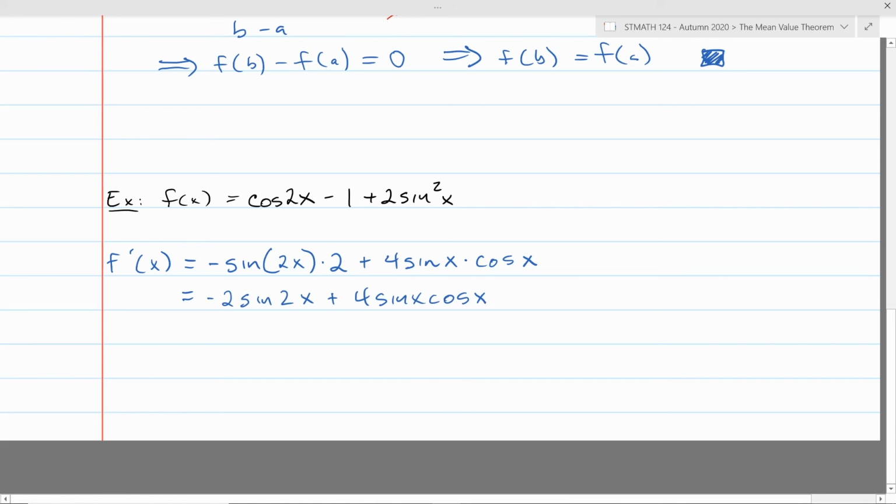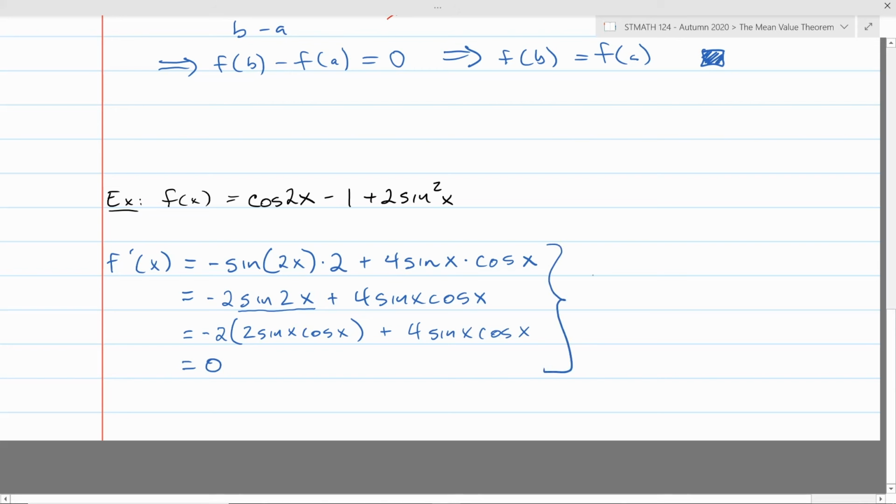But hold on a second. I seem to remember from trigonometry class that sine of 2x, there's an identity for that. In fact, I remember that sine of 2x is equal to 2 times sine x cosine x. So this is negative 2 times 2 sine x cosine x. And then I can see right away that this is just equal to 0. So the derivative of that function that I started off up there with is identically 0. For every x in the world, the derivative is equal to 0.